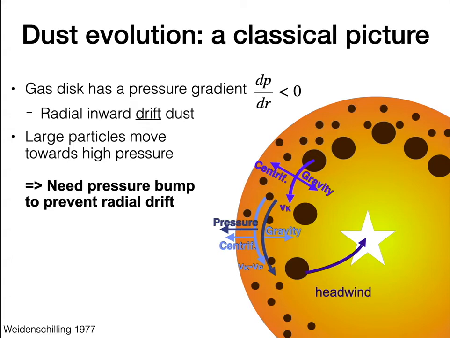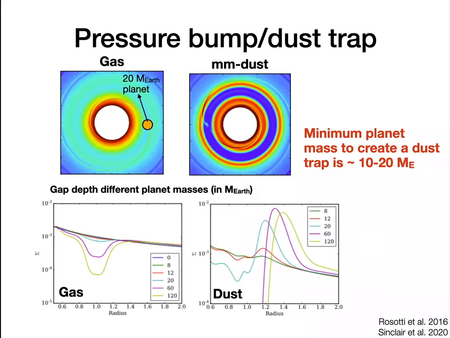We expect large particles to drift inwards on short timescale. And effectively, large dust particles will always move in the direction of the highest pressure in the disk. For a smooth disk, this is the star. But if you have pressure bumps, for example, at the edge of a planet gap, you can prevent this radial drift from happening. So how does this work in connection with planets? Well, as it turns out, there is a minimum planet mass requirement to carve a gap that has a strong enough pressure bump at the outer edge where dust particles can be concentrated to create a dust trap, which will be visible as a dust ring. And this minimum planet mass is, depending on the conditions, about 10 to 20 Earth masses.